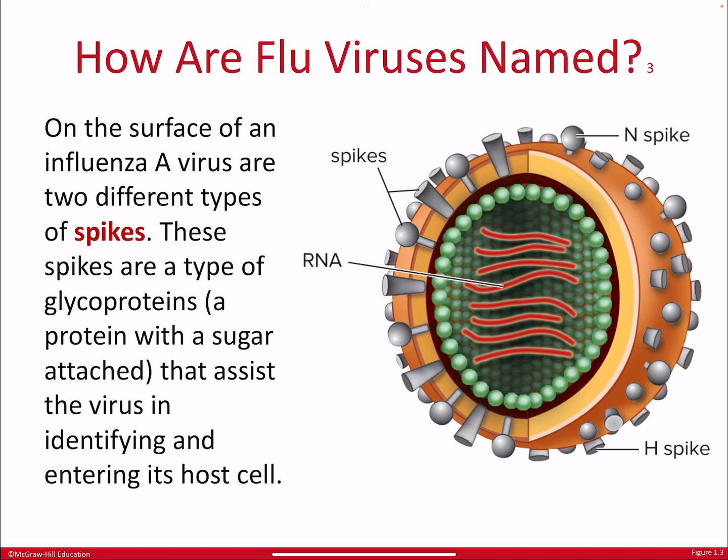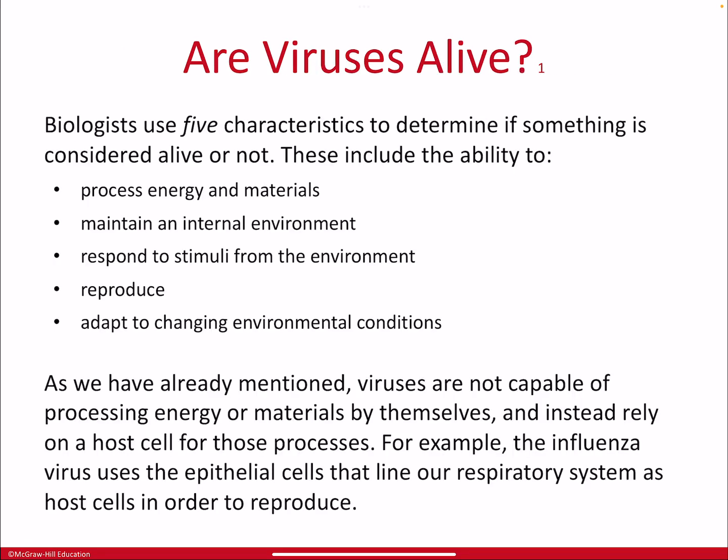So on the surface of influenza A, we also see these spikes sticking off here. Those spikes are typically glycoproteins, which is a protein with sugar. And of course, as I've said, it helps to assist in infecting host cells. And we can see here that we have H spikes and we have N spikes. And that's where the H1N1 name comes from.